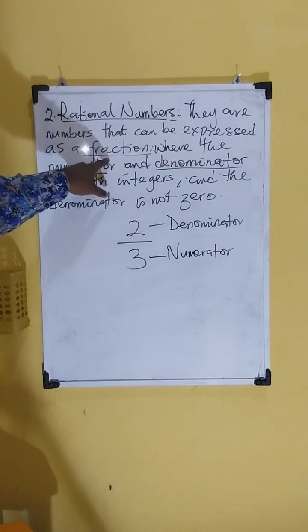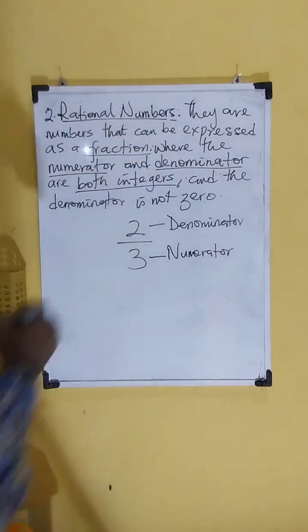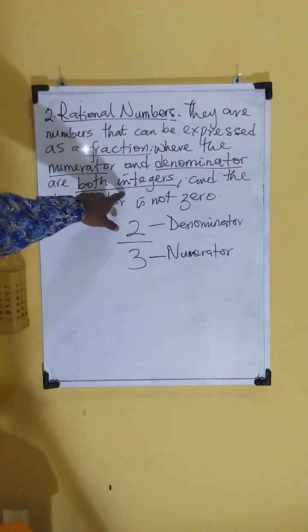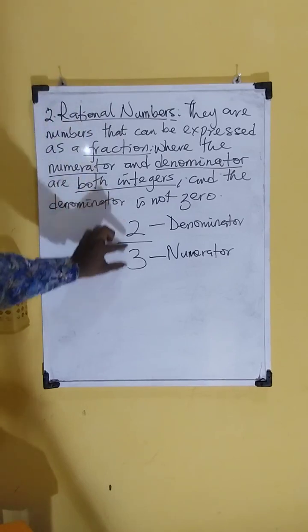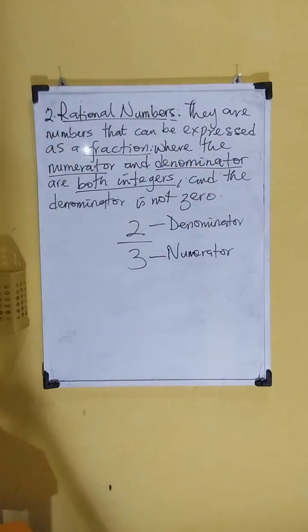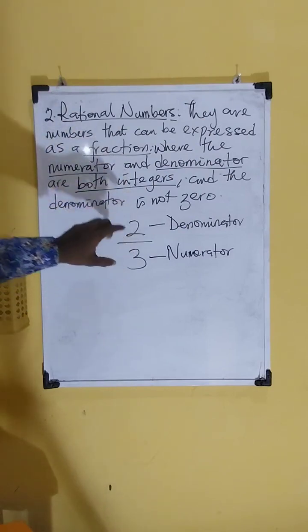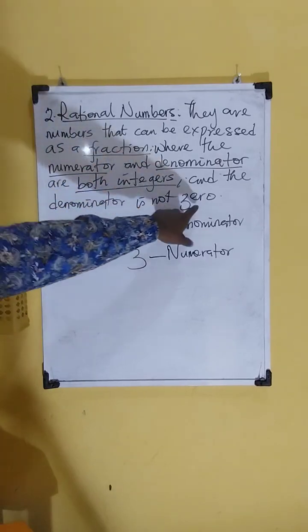It is actually a number expressed in the form of a fraction with a numerator and a denominator, but the numerator and the denominator are both integers. So you can see, you connect this now to integers. What is an integer? An integer is a whole number. So you can see now the numbers that we have here, they are whole numbers. And the only difference here, integer coming into rational numbers, is that the denominator is not 0.